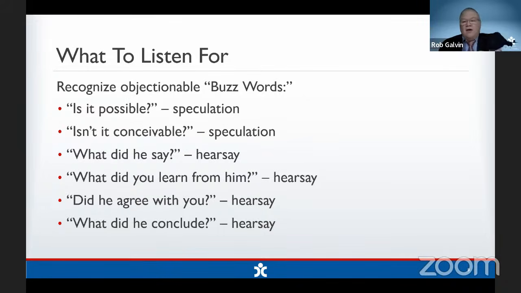Okay, so here are some buzzwords, things to pay attention to. Personally, I don't think you can do this kind of work if you're not really listening. I think that's the most important skill for a lawyer during a trial, is to listen to what's being said and what's being asked. So here are some buzzwords that should get your radar up and put you in a position where you're ready to jump up and make an objection.